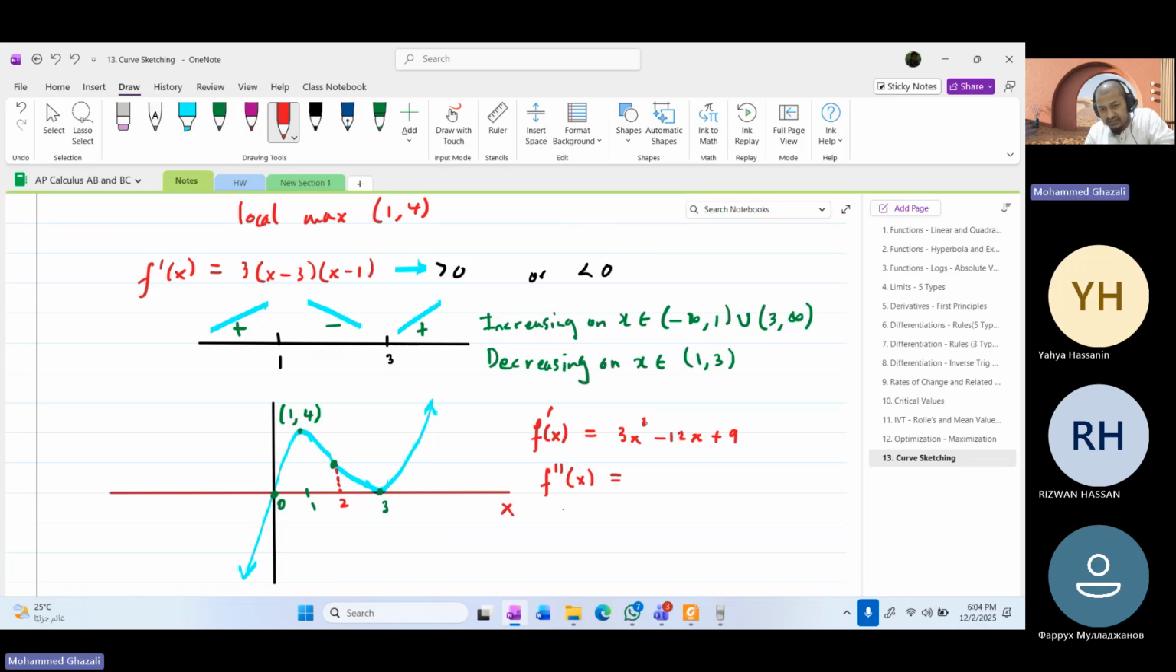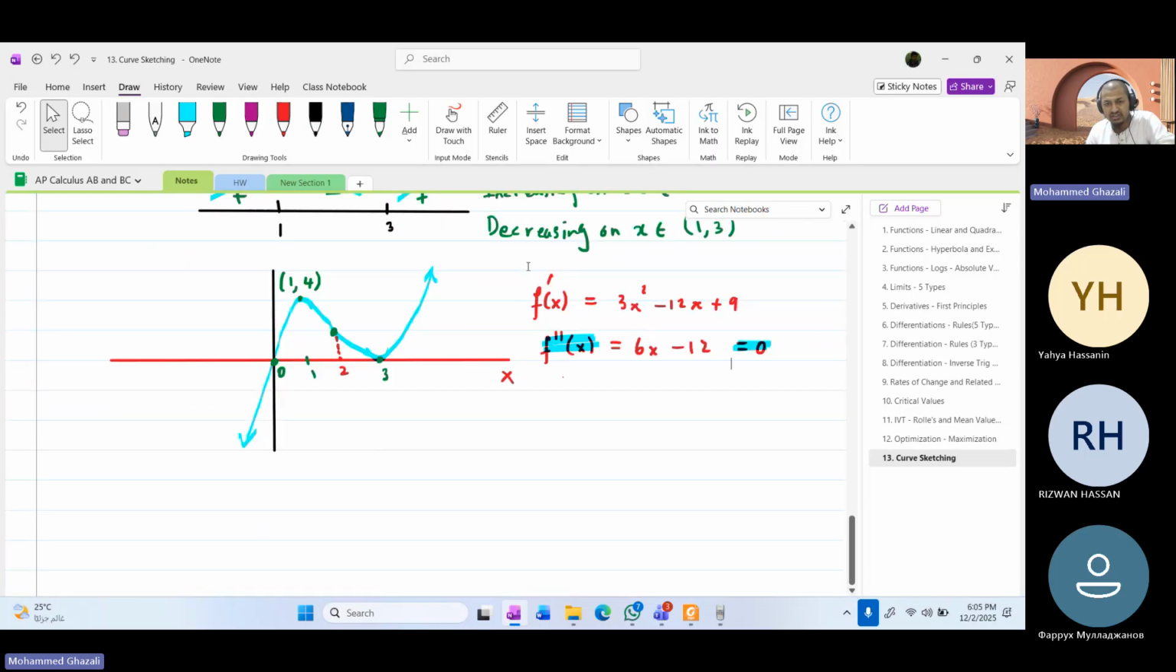So what's the double derivative? 3 times 2 is 6x minus 12, and the derivative of a constant is 0. So 6x minus 12 is equal to 0. Remember, I made the double derivative equal to 0. Why? Because I'm finding an inflection point here. And I can see the inflection point occurs at x = 2.